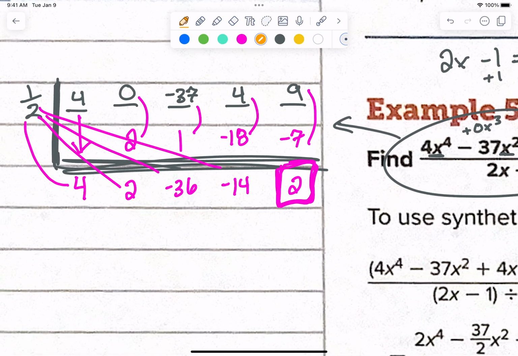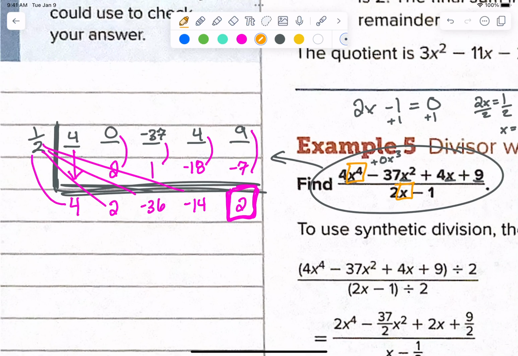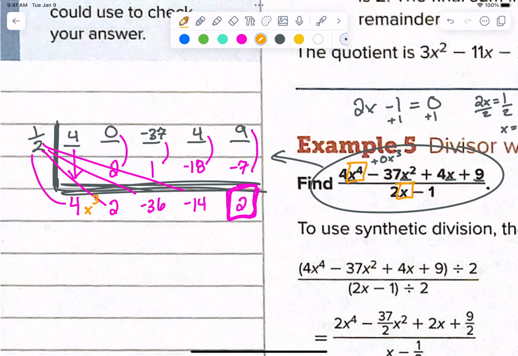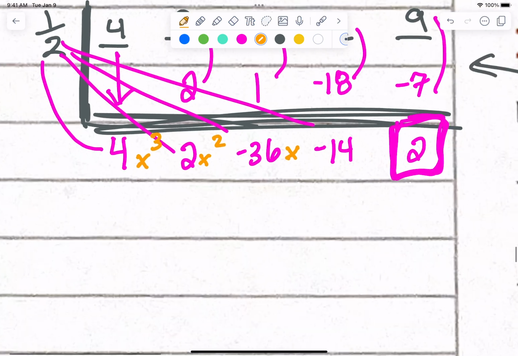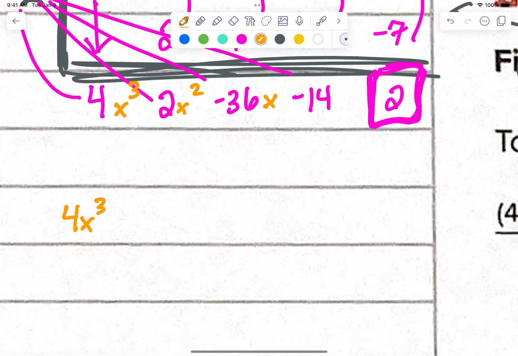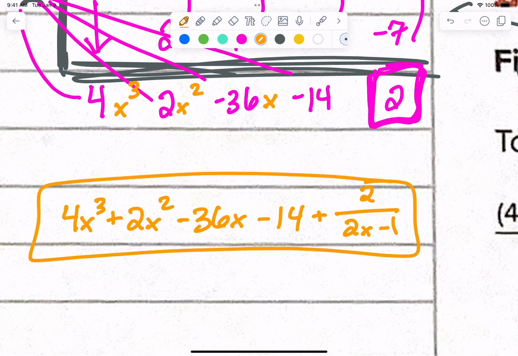Now let's put our numbers back. I was taking x to the 4th and dividing by x, so my first one should be x to the 3rd, then x squared, then x, and then no x's. So the final answer is 4x to the 3rd plus 2x squared minus 36x minus 14. Then I have a remainder, so I add plus 2 over 2x minus 1. That's how we write our remainder.